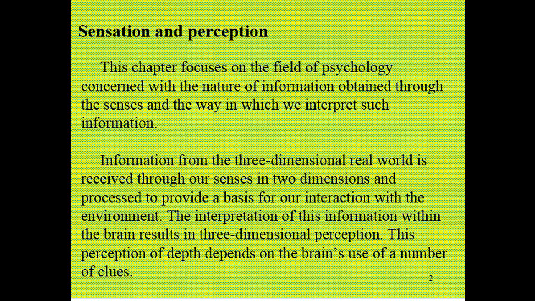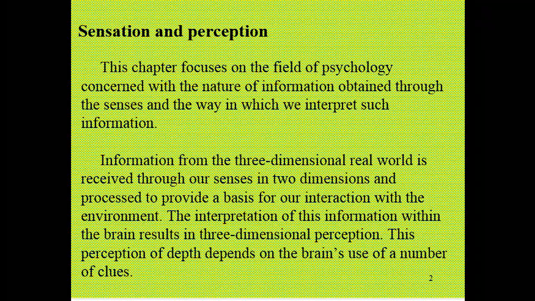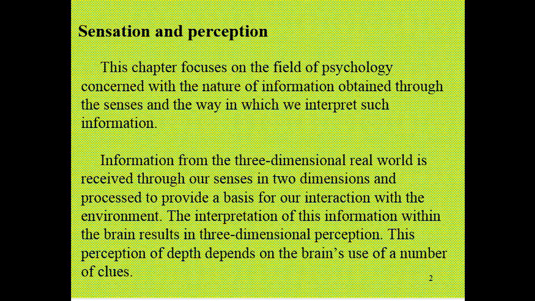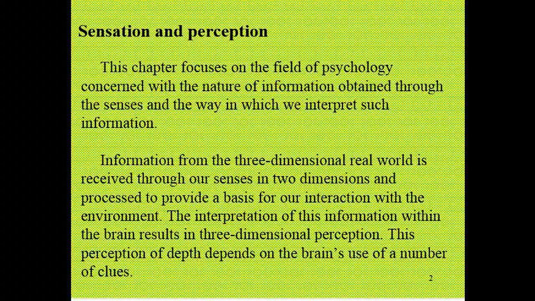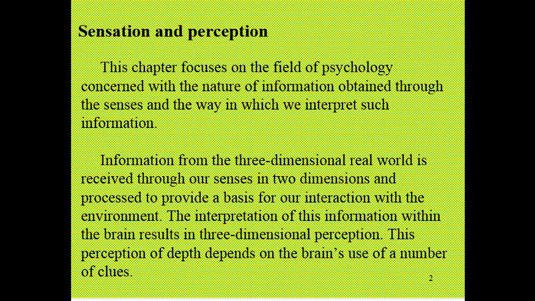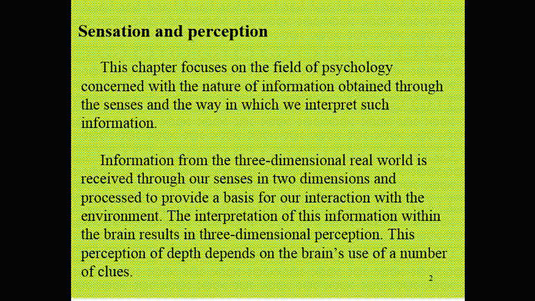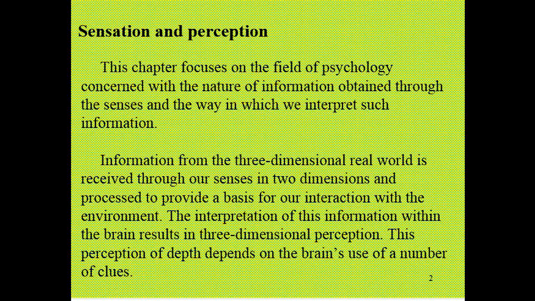Now look here, we will skip these sequence processes, please, to talk about the way of receiving information. We receive information firstly in 2 dimensions by the sense of sight, and then our brain will interpret and process this information so that we are able to see things in 3 dimensions. This means that information from the 3-dimensional real world is received through our senses in 2 dimensions and processed to provide a basis for our interaction with the environment.